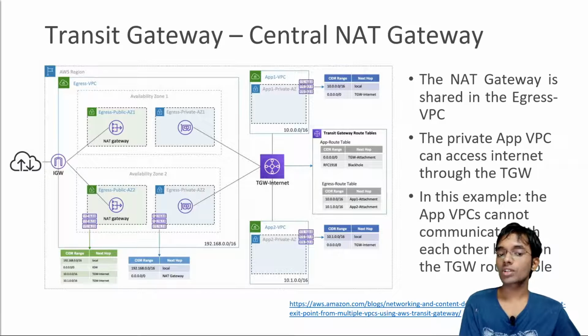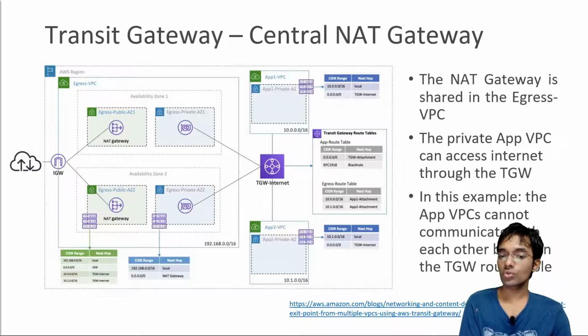Well, because we have more control here over how the internet traffic is going to be distributed. We also have the centralization of resources, so we don't need to create one NAT gateway and one internet gateway per VPC. We can keep all the other VPCs private and make sure they have to access the internet through the transit gateway, through the egress VPC.